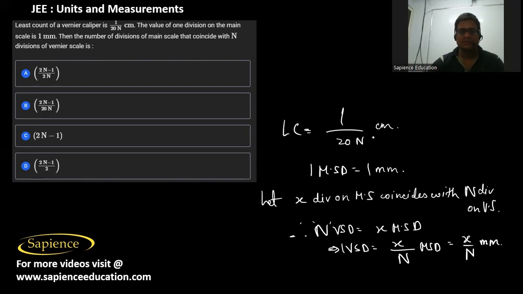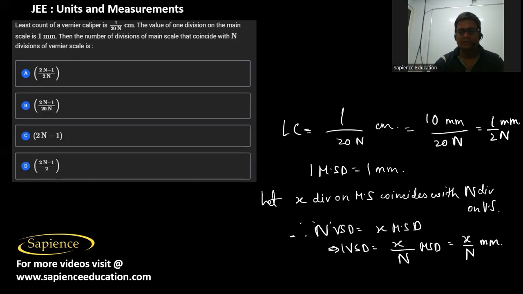So the least count is 1 by 20 N centimeter. So I can say it is 10 millimeter by 20 N, since 1 centimeter is 10 millimeter. So it is 1 by 2 N millimeter.